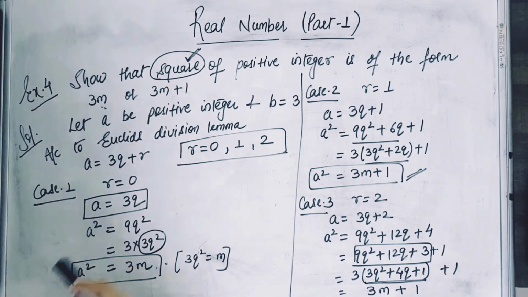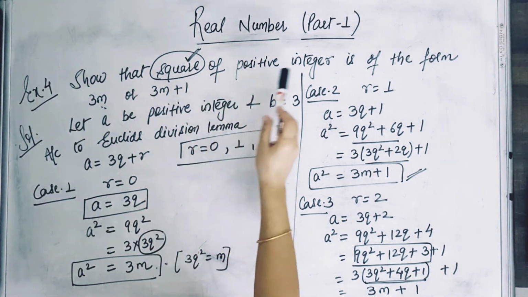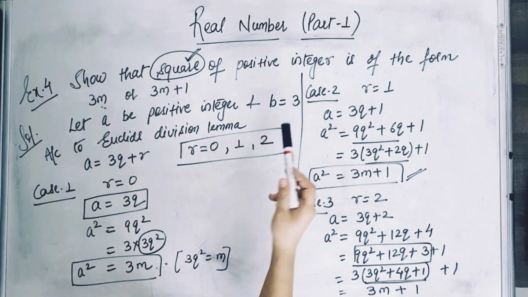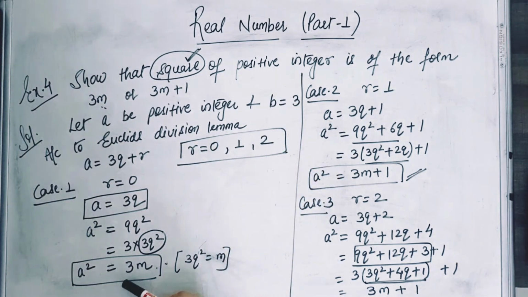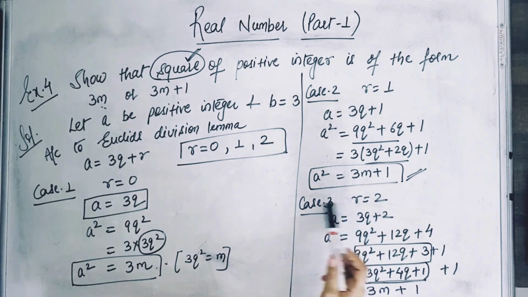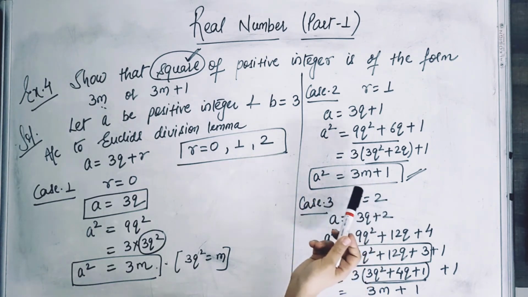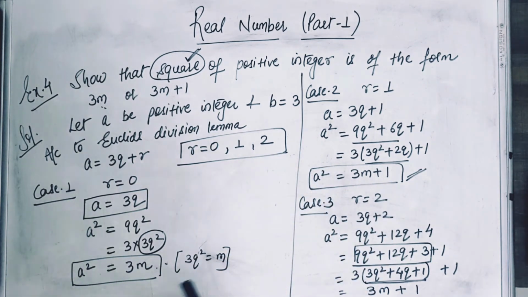So we have seen here that the square of any positive integer comes in the form of 3m or 3m plus 1. It is never in the form of 3m plus 2. So this is how we have completed Euclid's division lemma, that is the first concept of real numbers.